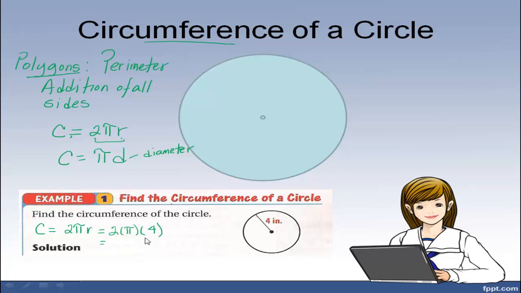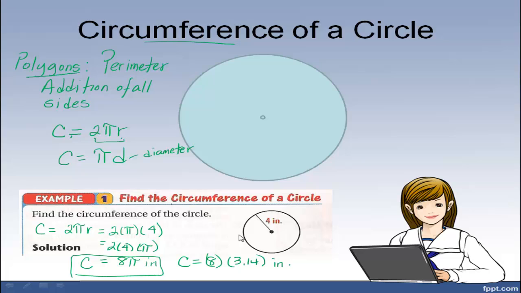Now, you know multiplication is commutative. That means I can move these factors around. So 2 times 4 times pi is the same thing as 2 times pi times 4. And that gives you 8 pi inches. Circumference is not area. It's a length that goes around the circle. So this would be inches. And again, you can leave it expressed as pi, or you can go ahead and do one more step and multiply that by 3.14. You can do that in your calculator. And that's how simple circumference is. Just apply the formula and find the circumference.